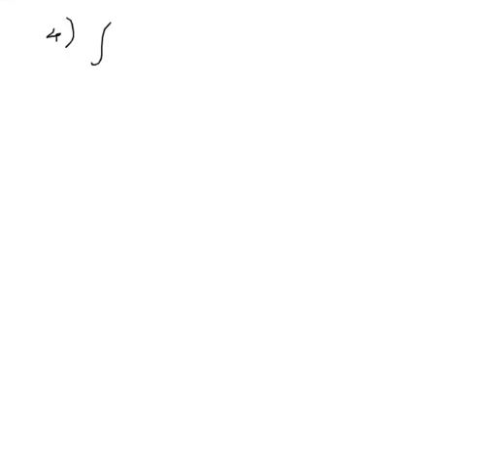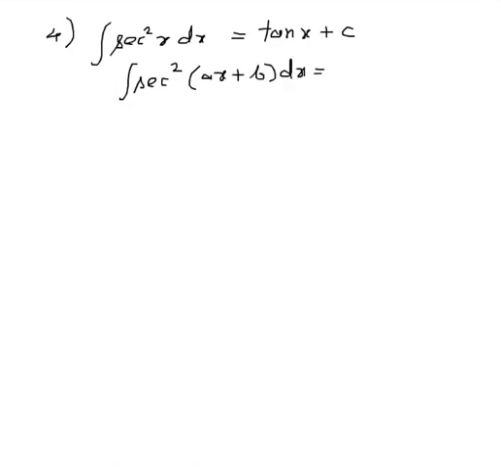Now, fourth formula, integral of secant square x dx. We know that differential of tan x is secant square, therefore integral of secant square is tan x plus c, and this formula is applicable for secant square of a linear function ax plus b dx, which is tan of ax plus b divided by a and plus c.